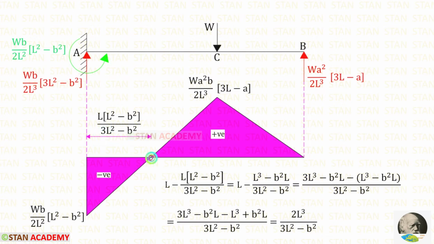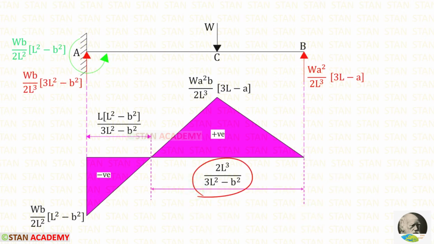Suppose we have to find the point of contraflexure from the point B. We have to subtract this by L. We can multiply L with this term, we will get this. For these two terms, we can take LCM. When we multiply L with this, we will get this. Let us take the negative sign inside. L cube becomes negative, minus b square L becomes positive. We can eliminate these two terms. 3L cube minus L cube, we will get 2L cube. Let us apply the expression.